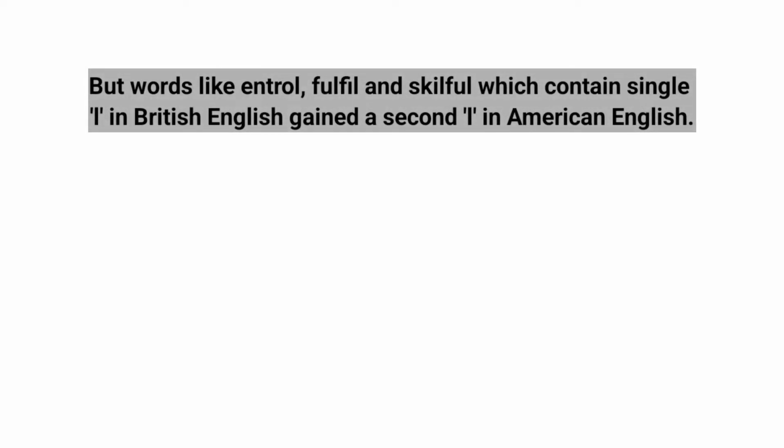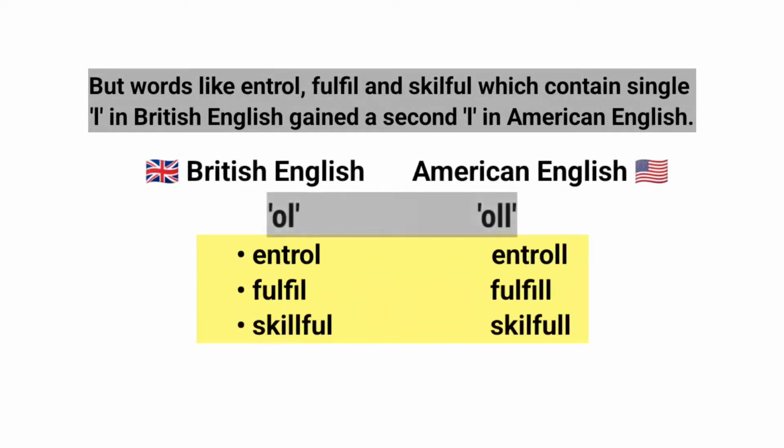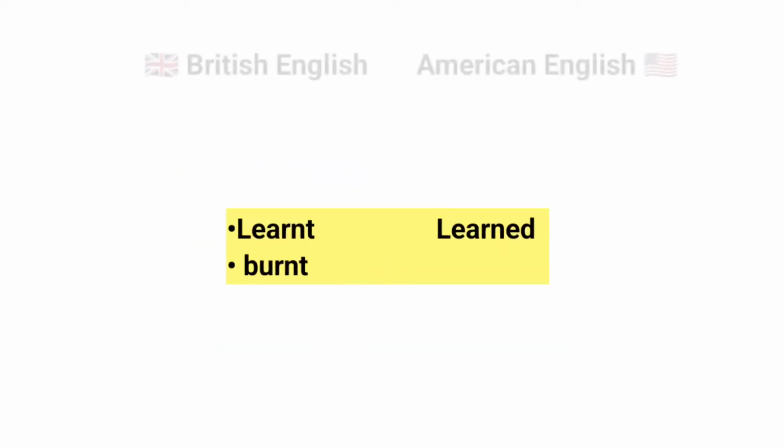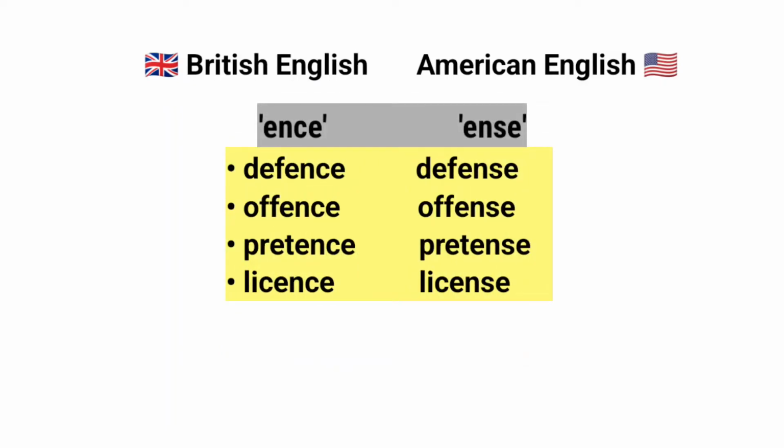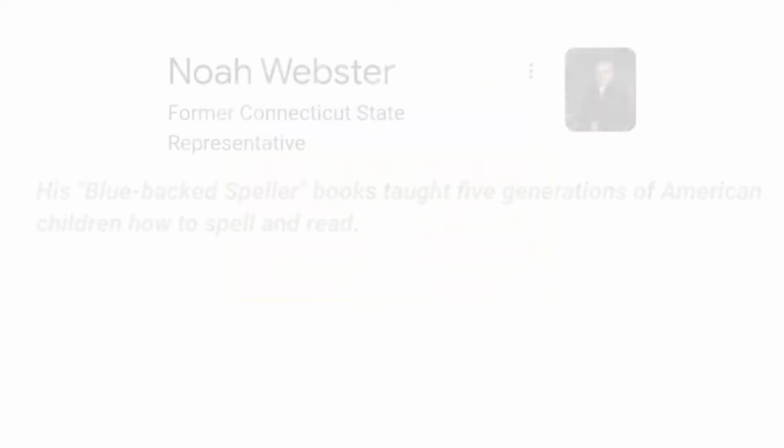But words like enrol, fulfil and skilful, which contain a single L in British English, gain the second L in American English: enroll, fulfill, skillful. The past tense of these single syllable verbs is spelled with a T in British English, but in American English they are spelled with ED. Defence, offence, pretence, licence end in ENCE in British English. Now they end in ENSE in American English.